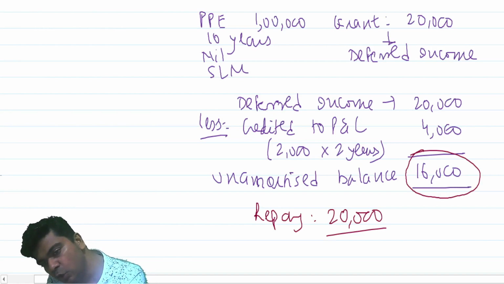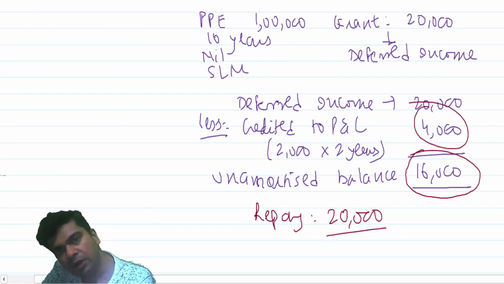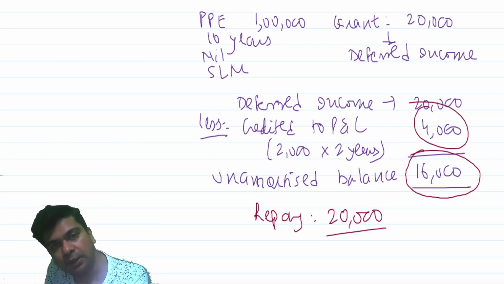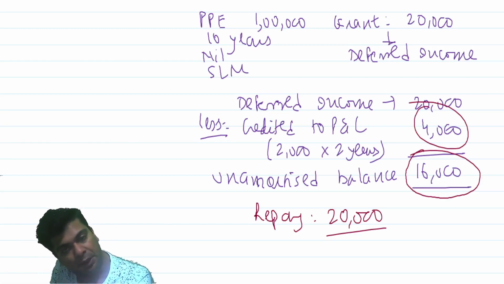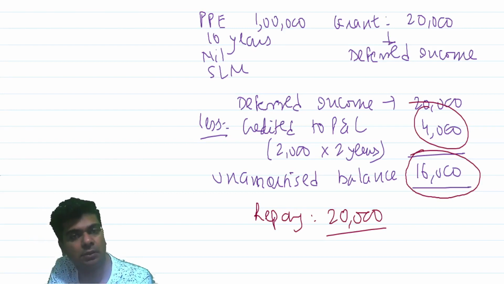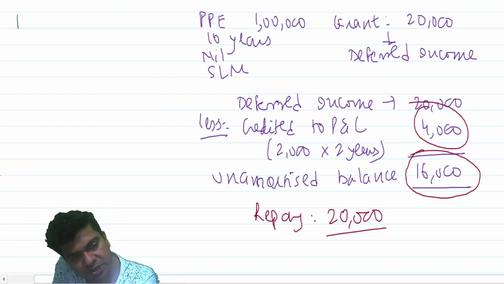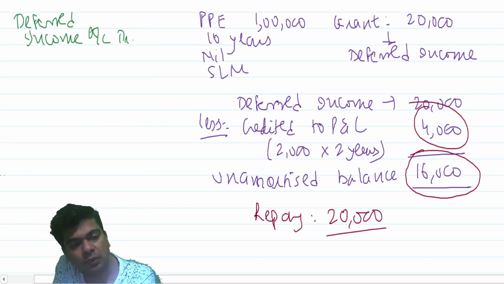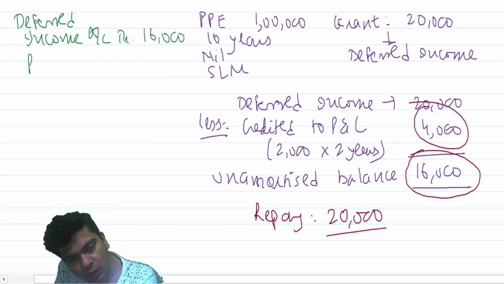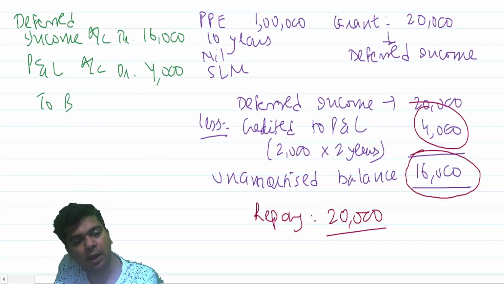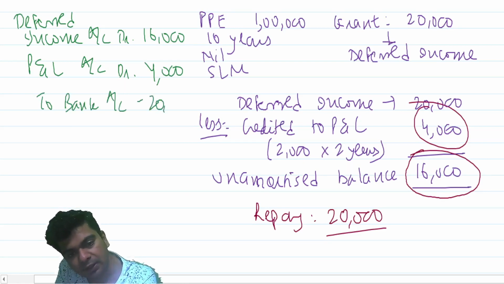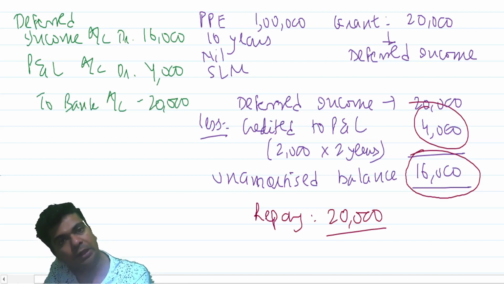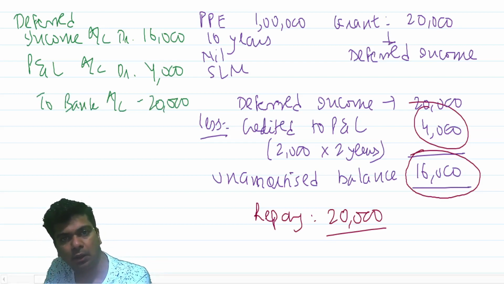Understand? Earlier you credited 4,000 to the P&L. Now you are reversing it. You are debiting it to the P&L. Your accounting entry is deferred income account debit 16,000. I'll write on the side. The accounting entry that you are recording is deferred income account debit, 16,000. Profit and loss account debit, 4,000, to bank account, 20,000. This is your accounting entry for the grant that you are refunding.